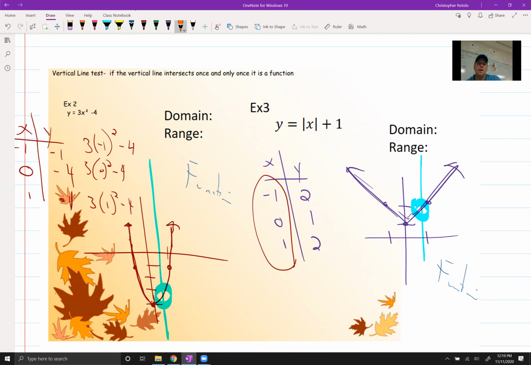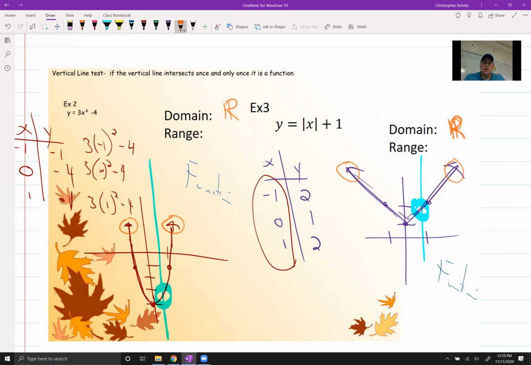As I look at my domain, I notice that this parabola is going to go to the left and to the right, this U shape, forever. So that means my domain is all real numbers. Same thing happens with my absolute value. It's going to go left and right for a really long time. So we use that capital R, merged up with like paragraph signs. So we say all real numbers.